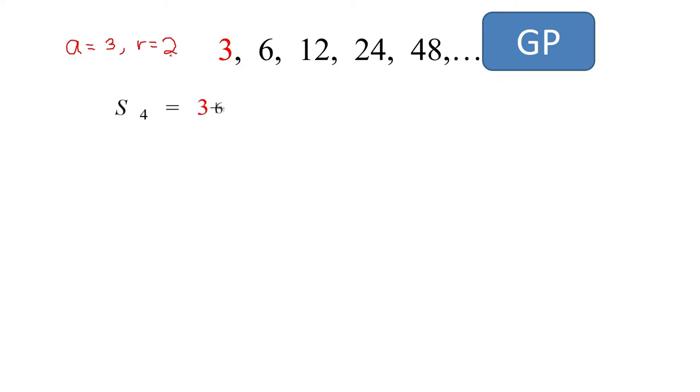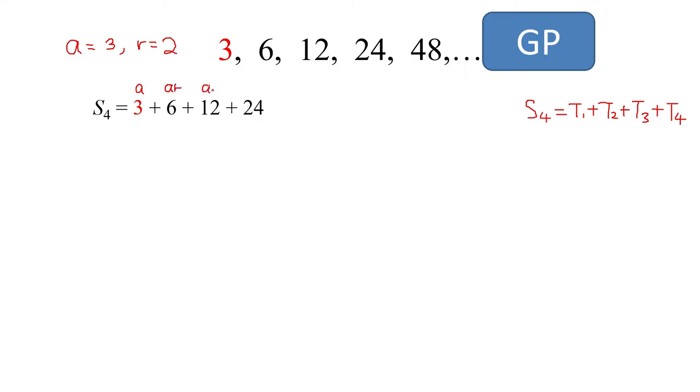Now I want to refer to the first four terms. So our S4 here is 3 plus 6 plus 12 plus 24. First term is A. Second term is A multiplied with the R. Third term is A multiplied with the R twice. Fourth term is A multiplied with the R 3 times. A is 3. AR is 3 times 2. Then 3 times 2 to the power of 2. 3 times 2 to the power of 3.